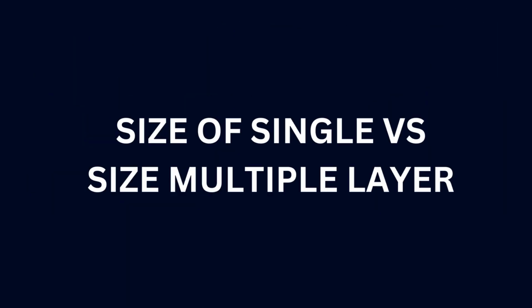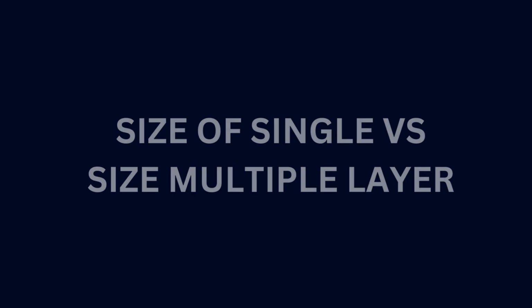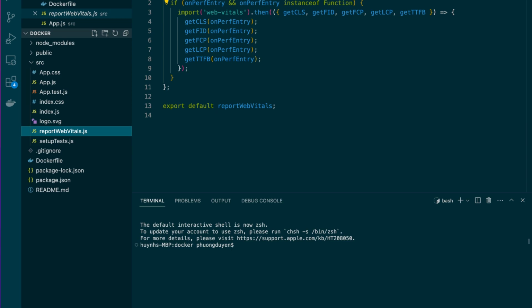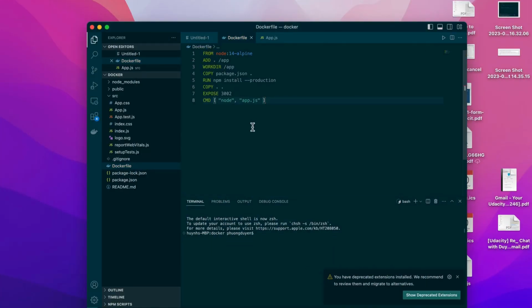Let's start first with a simple React app, building a single-stage Docker file for it and comparing it with a multi-stage Docker file. So I have a small React app that is created with the command create-react-app. I added the Docker file for it. So let's try building the image and name it single-staged.